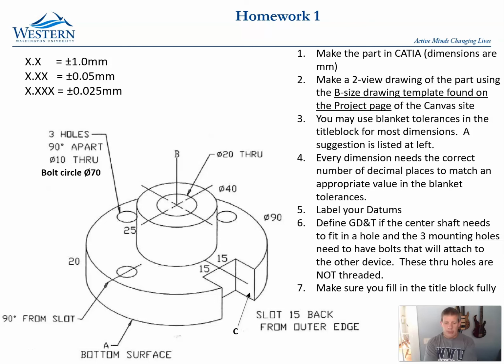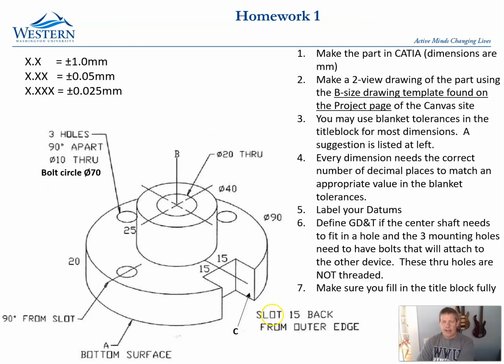You need to label the datums. Notice there is A is the bottom surface, B is the center line of the bore, and C is this face right here that the arrow is pointing to. Remember that you have to dimension from datums when you are dimensioning.